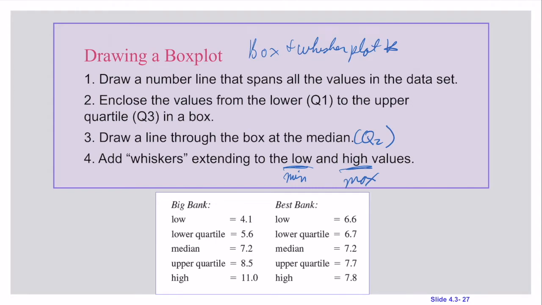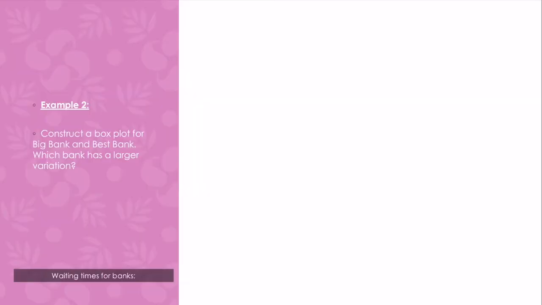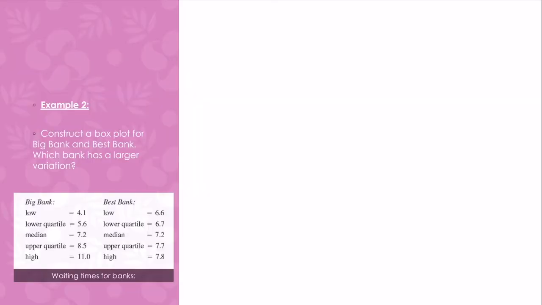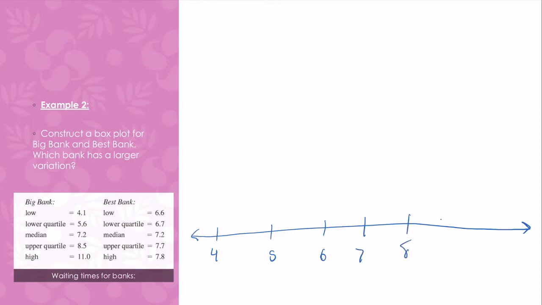So let's go ahead and make two box plots for this data set. So here's our waiting times for banks. The first thing we're going to do is draw a number line that encompasses all of this data. So we've got 4, 5, 6, 7, 8, 9, 10, 11, and I tried my best to keep those evenly spaced out, but I guess I failed. So let's go ahead and graph Big Bank. I've got an outlier at 4.1, so it's minimum, a high at 11.